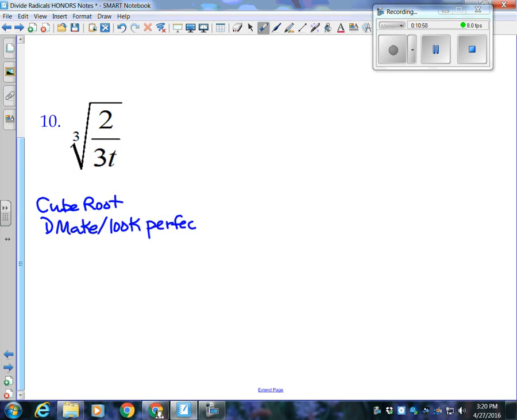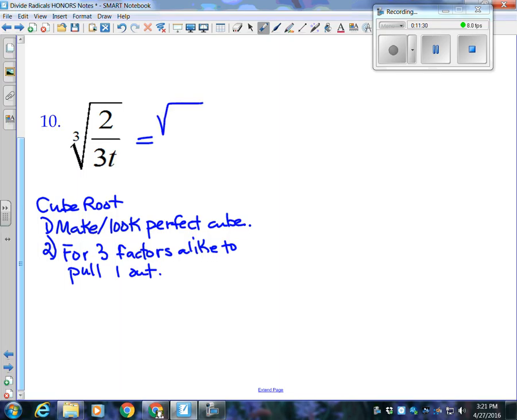All right, remember our perfect cubes are like 1, 8, 27, 64, 125, 216. Second thing, it takes 3 factors alike to pull one out. So 3 have to be alike on the inside to bring 1 on the outside. So when we do cube roots, it's very, very similar to doing square roots, but not the same. Okay. I am going to think of it like this. I'm going to think of that as the third root of 2.